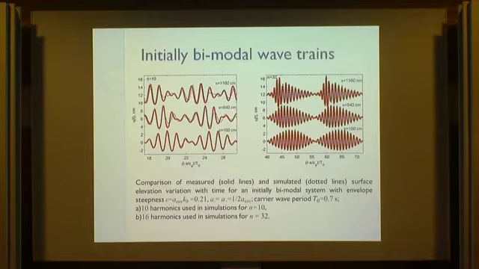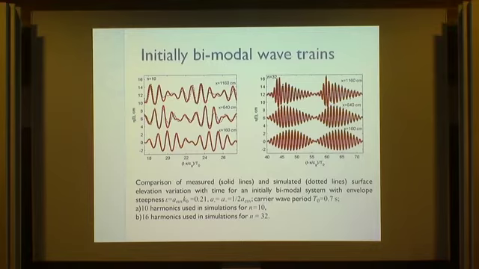Here you see the same, but for different frequency steps between the initial two modes. Here you have 10 small waves in a big packet. Here you have 32. So this means that the harmonics are closer.